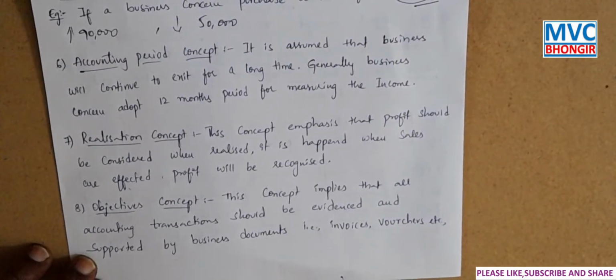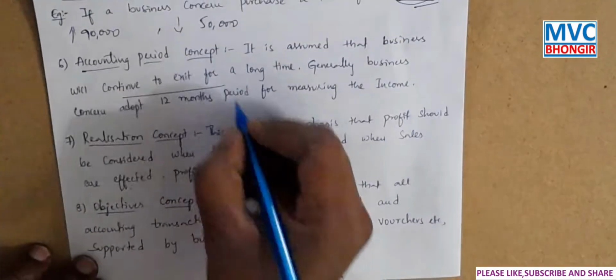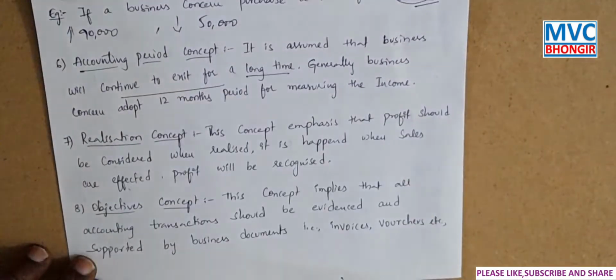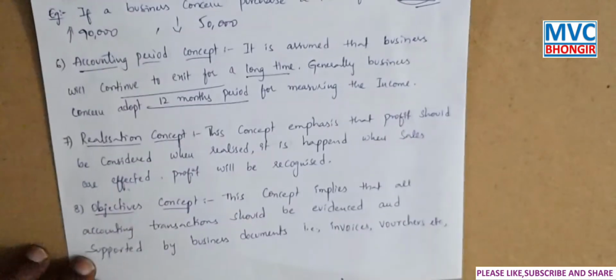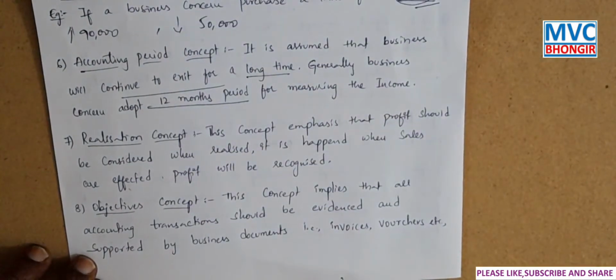Next one is the accounting period concept. It is assumed that the business will continue to exist for a long time period. It is necessary to keep accounts in such a manner that the results are known at frequent intervals. Generally, business concerns adopt a 12 months period for measuring the income of the business concern. This time interval is called the accounting period.